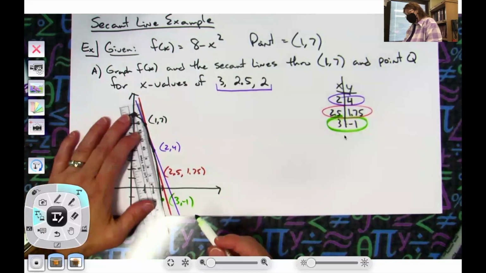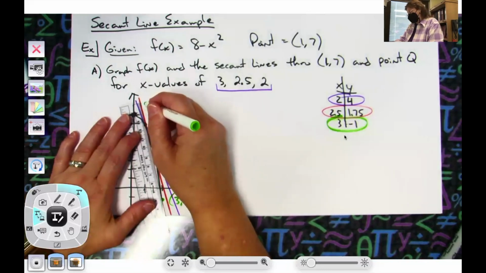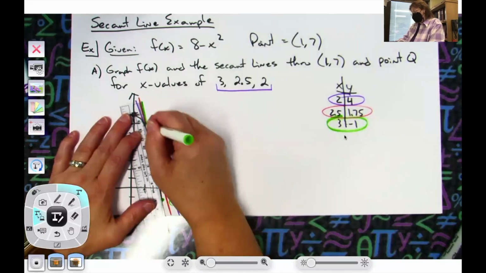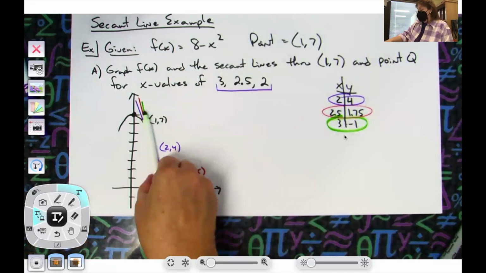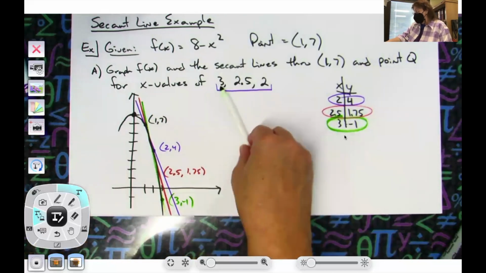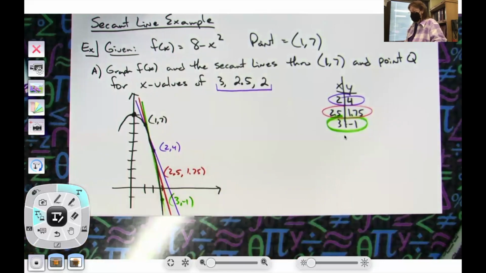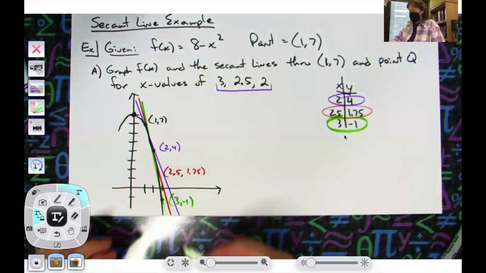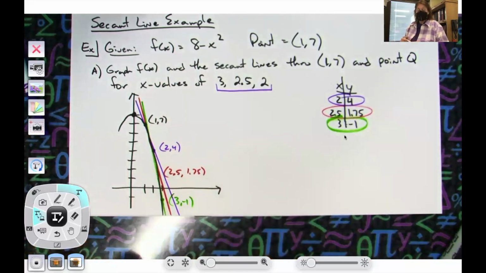And like I said, if this was on graph paper, this would look so much better. That's why on your homework, you're going to do that. So hopefully you can see what those secant lines are doing. The purple line, and then the red line, and then the green line. Okay, good so far?